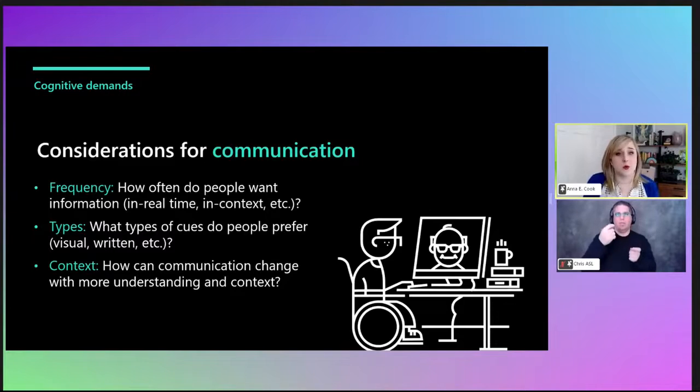So for communication, we need to consider different comprehension needs. A person who's new to an experience may want real-time pop-ups or in-context tips, updates, or notifications. They may want information from past sessions to inform future sessions, but fewer tips over time. Some people may prefer more visual cues, while others may prefer written guidance. We want to understand how communication needs shift over time and when technology gets to know our context and preferences better.